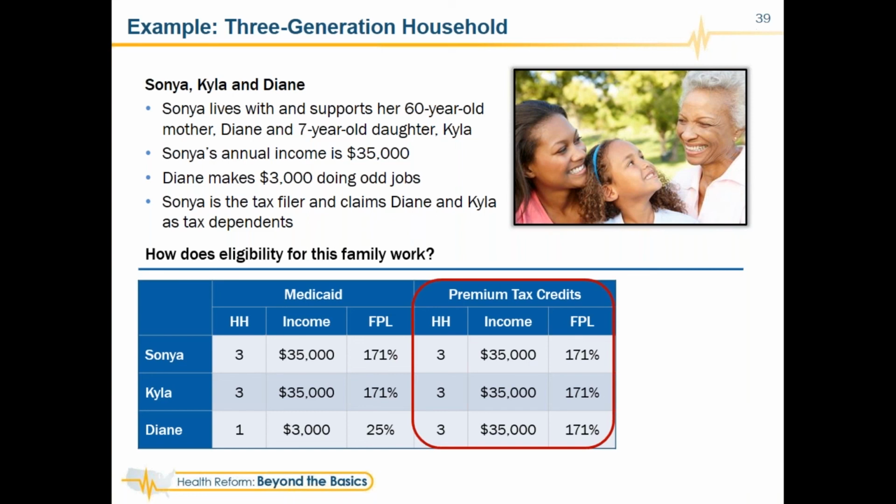For premium tax credit eligibility, Diane's household size is equal to the household size of the person claiming her as a tax dependent. So that means her household size is actually 3 when we're looking at premium tax credits. So Sonia's income counts towards her eligibility. So she is also at 171% of the federal poverty line, just like Sonia and Kyla would be, and she would qualify for premium tax credits and cost sharing reductions under Marketplace.